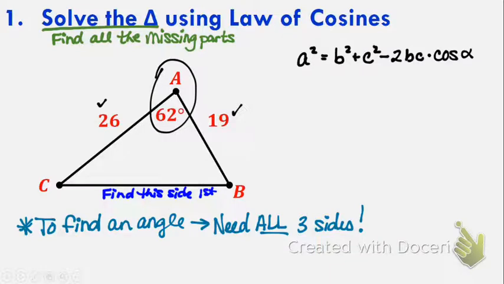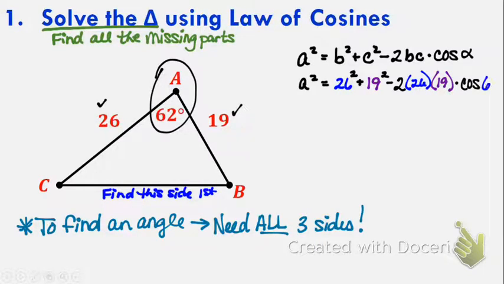So we're going to have to find A first. So what am I putting in the place of B? 26. So I have 26 squared plus, what are we putting in for C? 19, minus 2 times what? 26. 2 times 26 times 19 times what? Times cosine of 62 degrees.